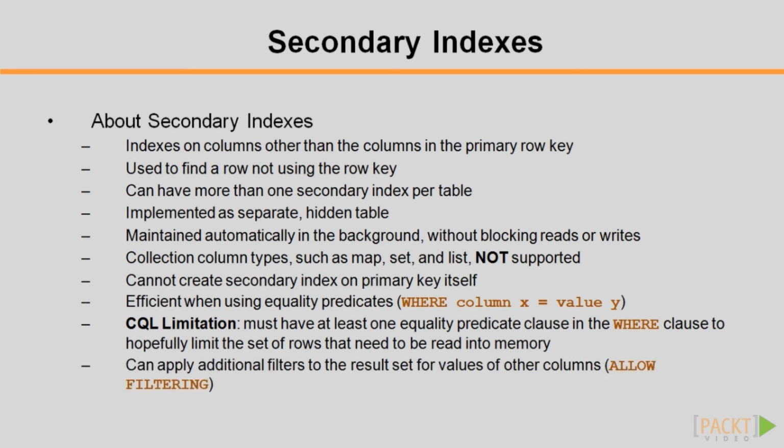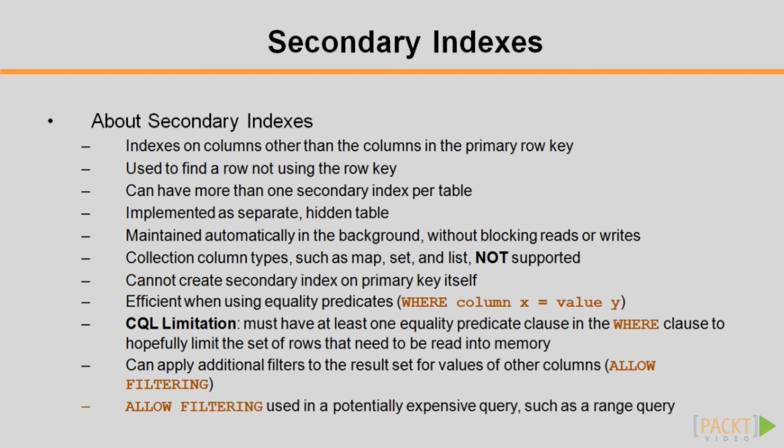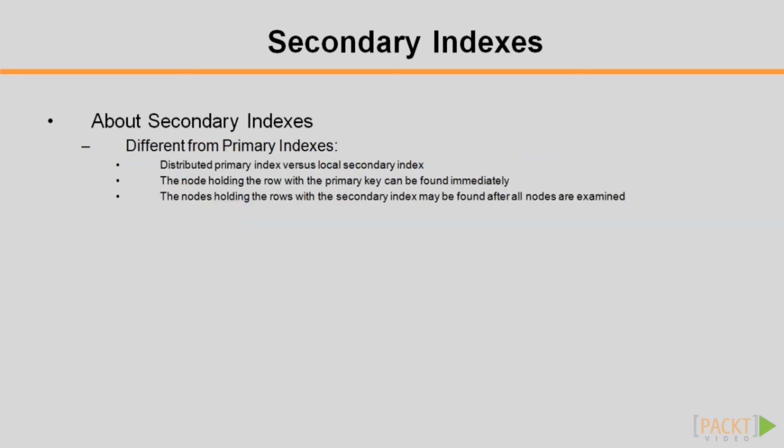It can apply additional filters to the result set for values of other columns by the allow filtering clause that is usually used in a potentially expensive query, such as a range query. The major difference between primary and secondary indexes is that primary index is a distributed index, while secondary index is a local index. Primary index is used to determine the node location across the cluster, and so for a given row, its node location can be found immediately.